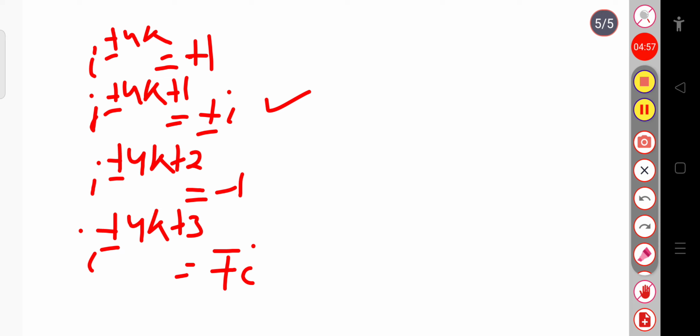Okay. So simply, i power plus or minus 4k is plus 1, i power plus 4k plus 1 is plus i, and i power minus 4k plus 1 is minus iota, and so on.